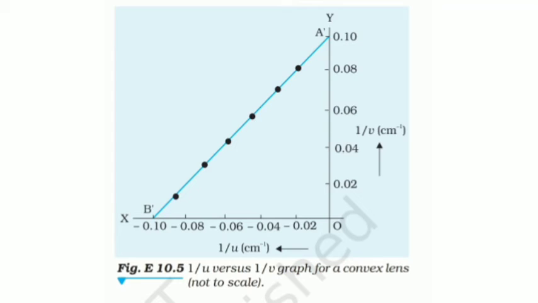Here, the straight line meets the y-axis at point A, and the x-axis at point B. Now, in order to find the focal length, we can use the equation f equal to 2 divided by OA plus OB, where OA and OB are the intercepts on the x and y axis respectively.